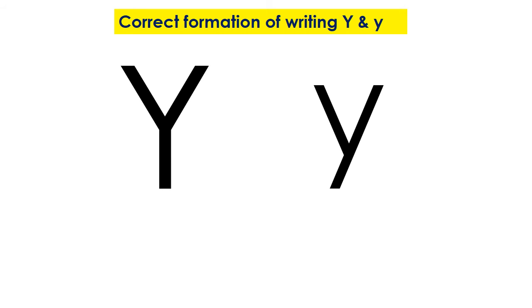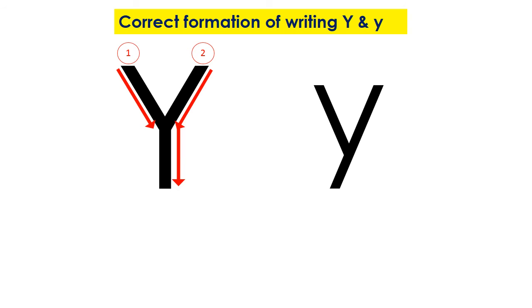Alright then, let's see the correct formation of writing capital Y and simple Y. First, we'll move on to capital Y. Start from the top and make a slanting line down to the right till the middle. Go to the top again and now make a slanting line down to the left till the middle. From the meeting point of these lines, draw a standing line to the bottom.